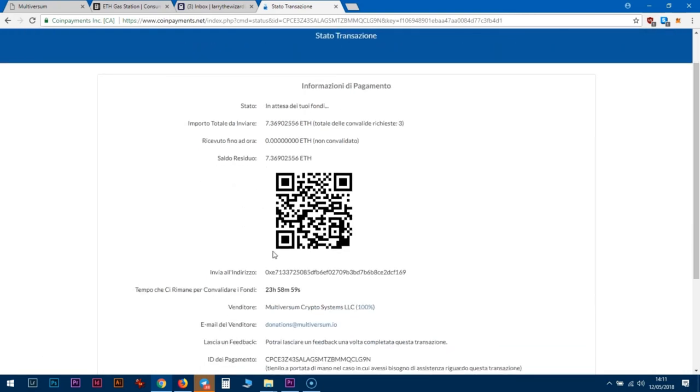Okay, so you have this page. You have to scan this or send the exact amount to this address. Either way, you will have to send it identically. It will take like 20 minutes to confirm the transaction according to Ethereum chain speed or the other cryptocurrency speed.